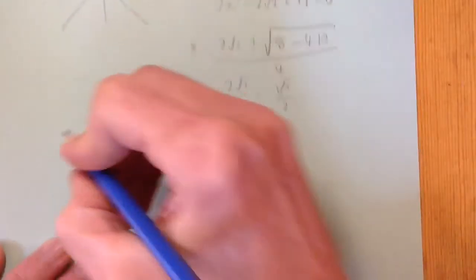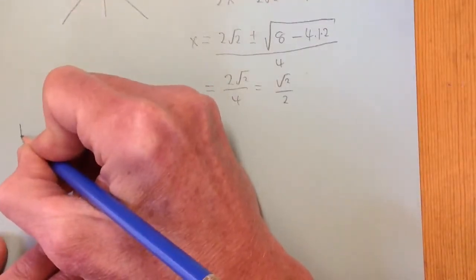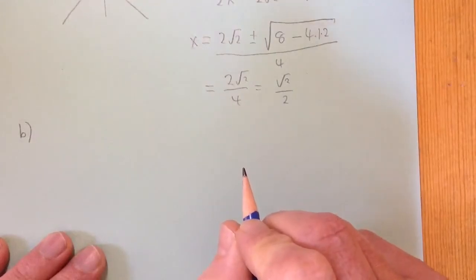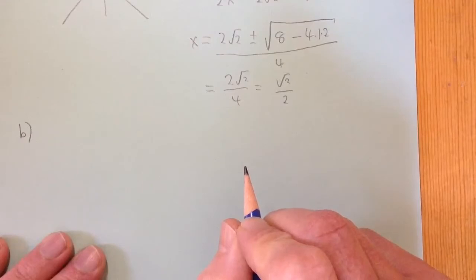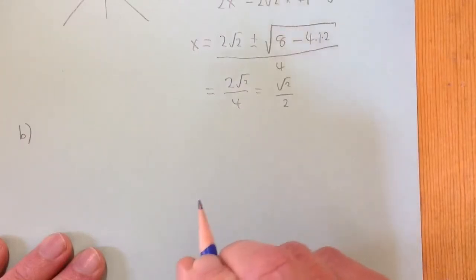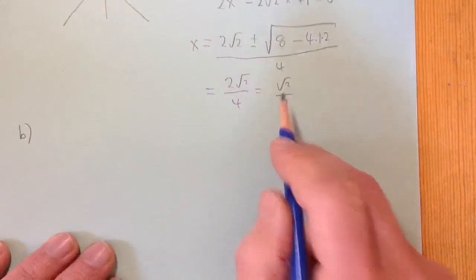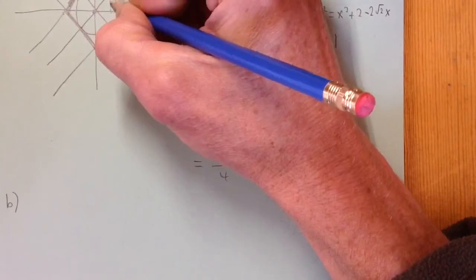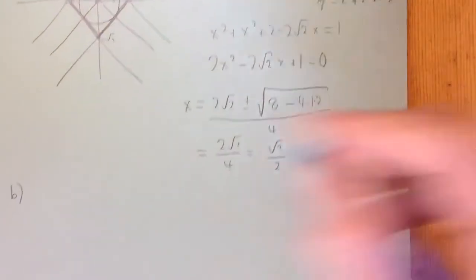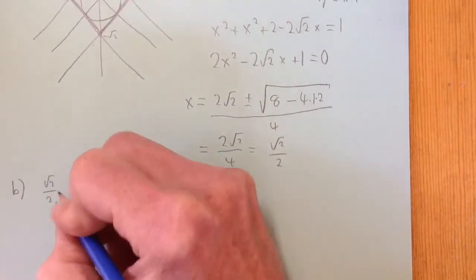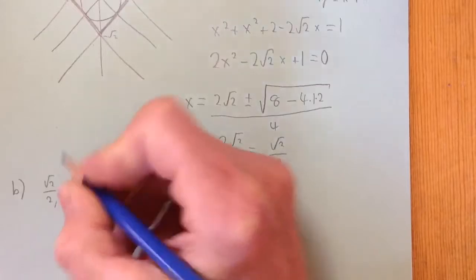Okay, now let's do part B. B says, find the intersection points between the unit circle and each of the 4 lines. Find the intersection points between the circle and each of the 4 lines. Okay, well, we just found one of them. This intersection point is root 2 over 2. By symmetry, this one over here is also going to be root 2 over 2. So the first one is root 2 over 2 and root 2 over 2.